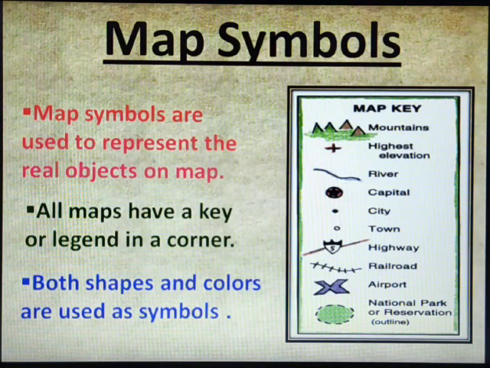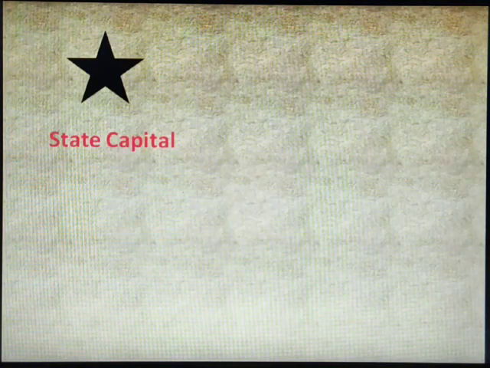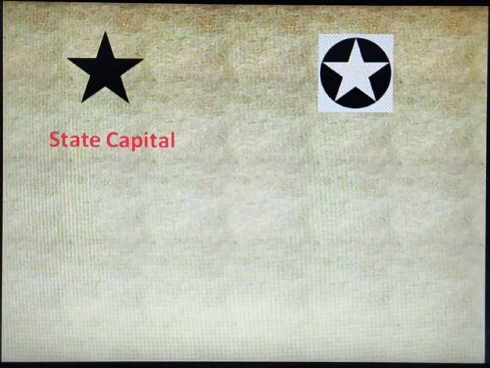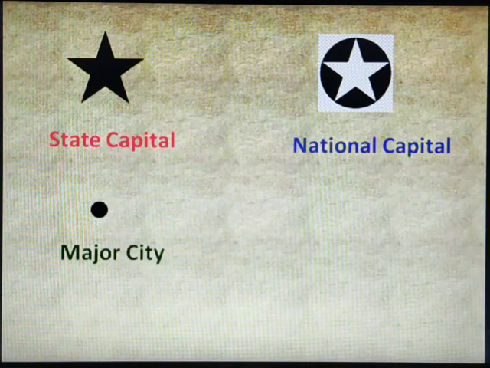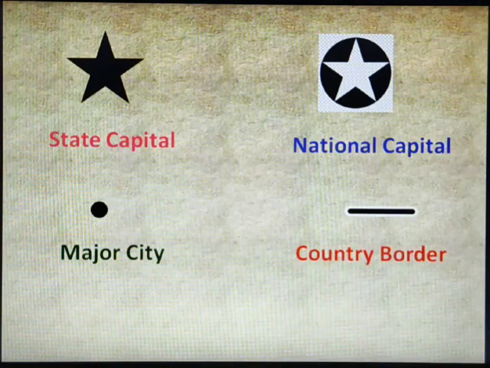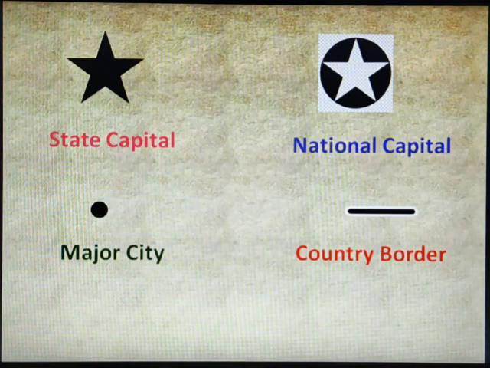For example, a star is usually marked to represent a state capital. A star within a circle represents the national capital. A dot represents major cities and a broad horizontal line shows the country border. So these are a few examples which are shown on the map.